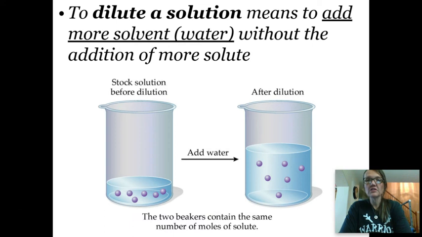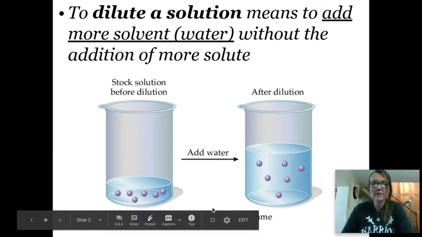Okay, so let's talk about what happens when we dilute a solution. When we dilute a solution, what it means is that you are adding more solvent. And remember, our solvent is usually going to be water, without adding more solute, right? Or without changing the solute. So this is like the perfect picture for you to understand. Notice that there are 6 molecules of solute in our picture. This would be called a concentrated solution. The chemistry term for this is a stock solution.